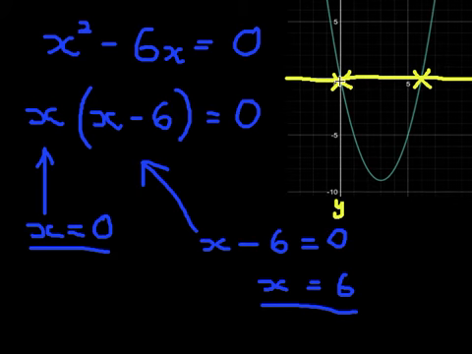Now we've solved it visually here. We can tell that x is 0 when it cuts the x-axis. Y is 0. Now x is 0 when it cuts the axis here, and x is 6 when it cuts the axis here. So by solving this equation, when y is 0, we're getting the x-coordinates of the x-intercepts of the graph.